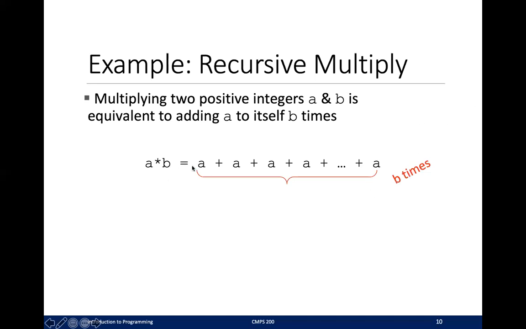A times B is A plus A plus A plus A, B times, yeah? So if you give me 3 times 2, it's adding 3 twice. 3 times 5, it's adding 3 5 times, yeah? So I use this observation to try to express multiplication as a recursive function. So what is the recursive step? What do you think, right?